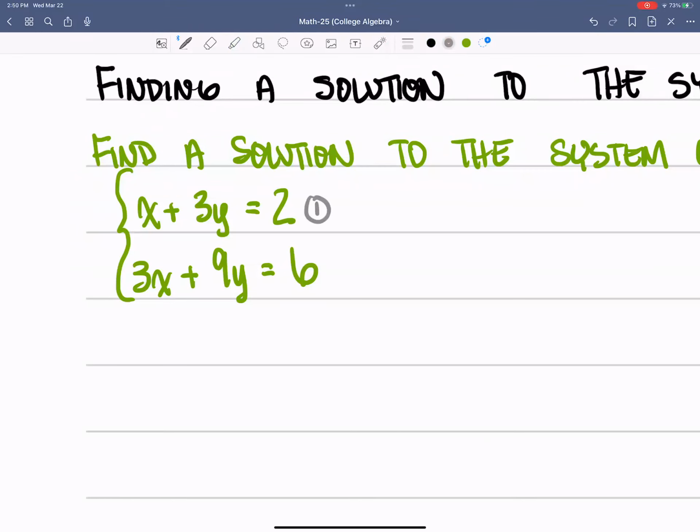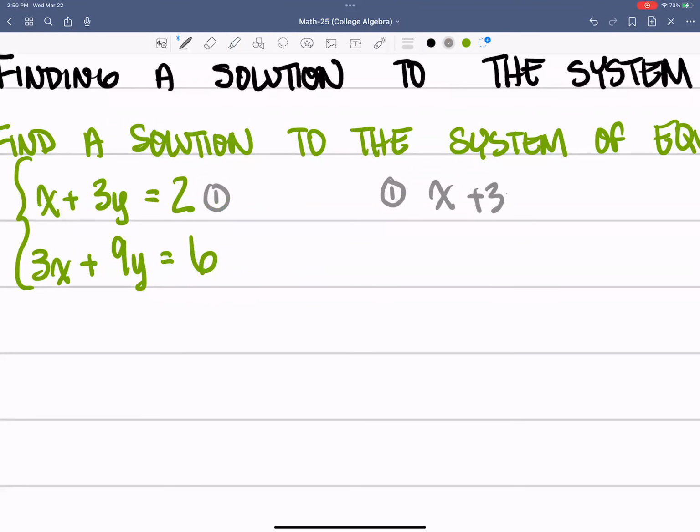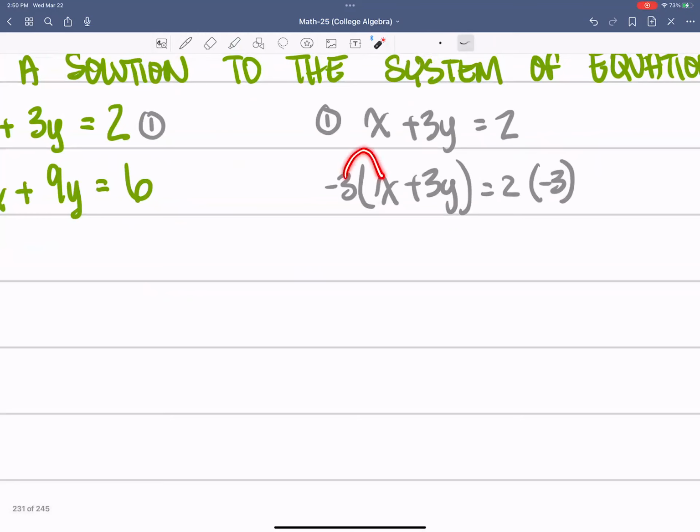So with equation 1, let's rewrite equation 1. x plus 3y equals 2. I want to multiply that by -3 because it's the opposite of +3. x plus 3y is equal to 2, multiplied by -3 as well. All right, so distribute. We have -3x minus 9y is equal to -6.